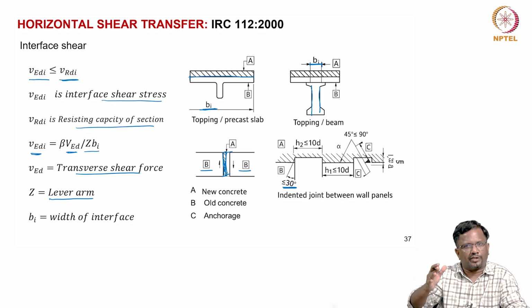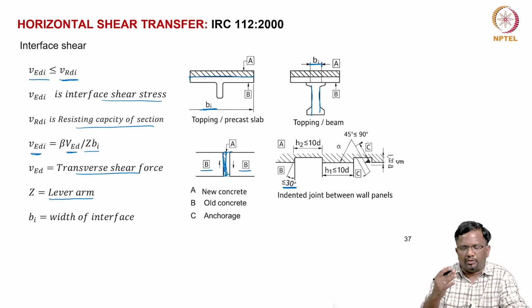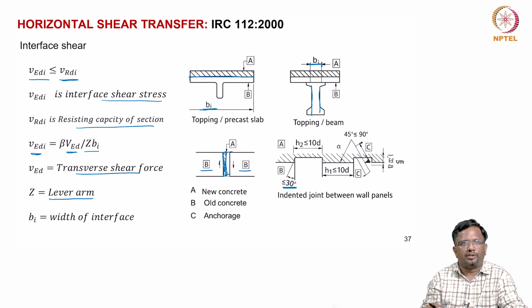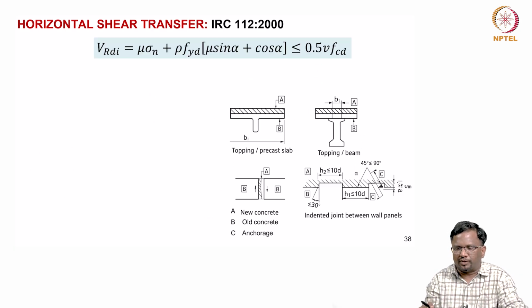So, for flexure also you will have compression and tension. The distance between the compression and tension is your lever arm, and multiplied by BI is your contact area, that you divide with respect to VED. So, then you get your horizontal shear stress demand, and the resistance was already given in the previous table.